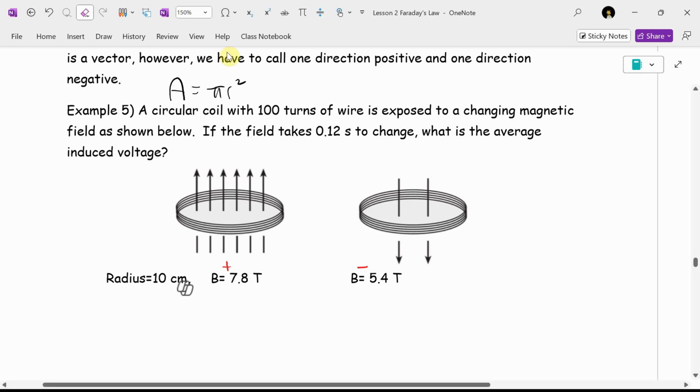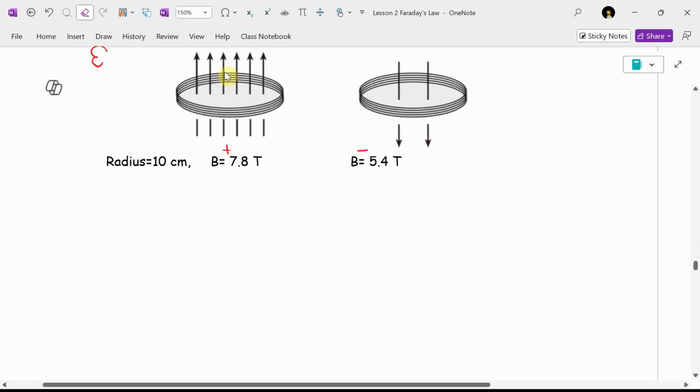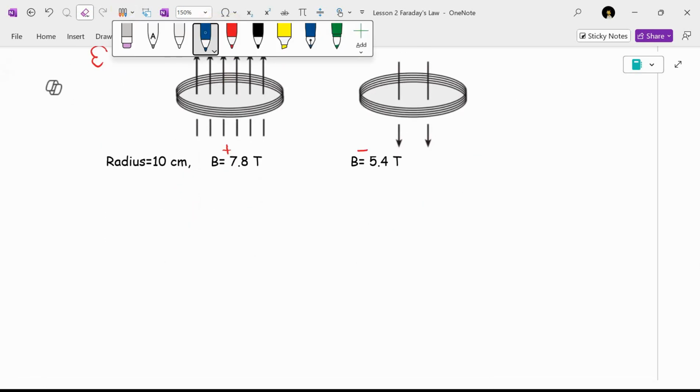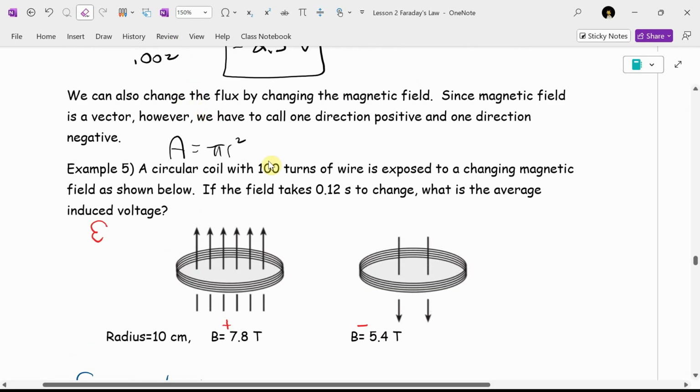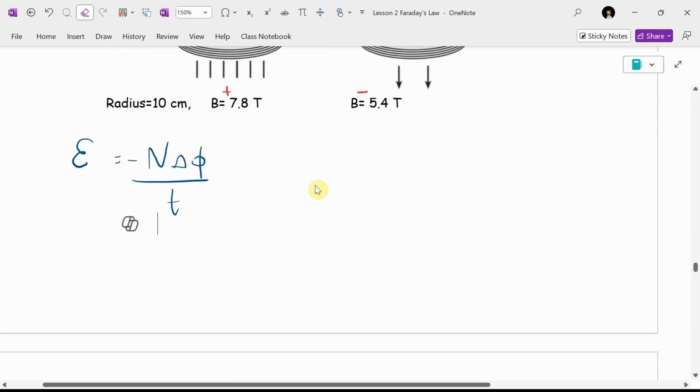What's this asking me to find? Average induced voltage. That's asking me to find the EMF. So I'm going to use Faraday's law. The EMF is negative N, change in flux over the change in time. And I know N is 100, and I know the change in time is 0.12. I've got to calculate the change in flux. I'm going to do that over here.